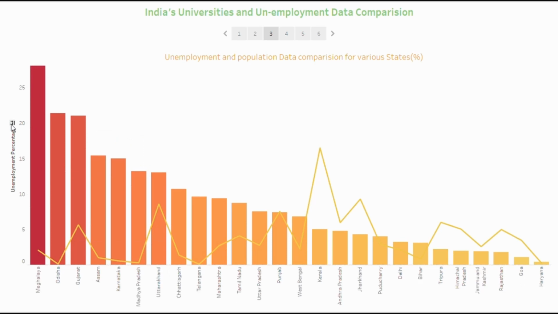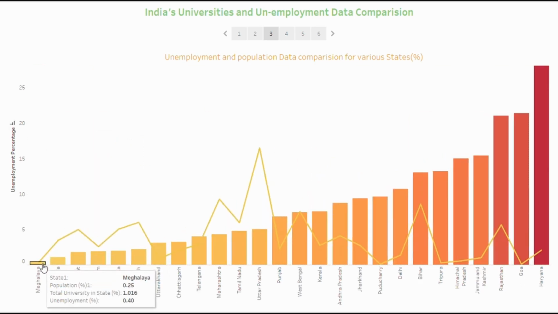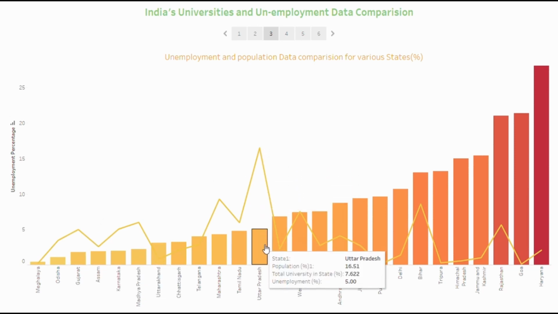In case of lowest unemployment, we have Meghalaya and Odisha. I will say Odisha is doing far better than any other state, as its total population share is 3% and it has only 1% unemployment, and total universities in this state are 3%. Same goes for Gujarat and UP. We can say they are doing better.